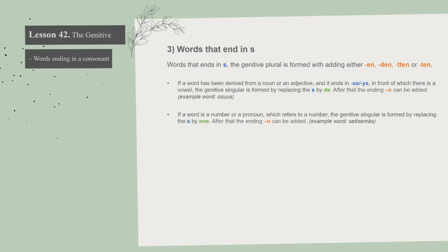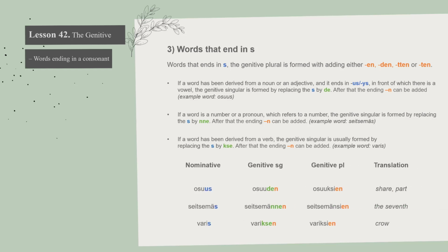If a word is a number or a pronoun which refers to a number, the genitive singular is formed by replacing the s by ne. After that, the ending n can be added. If a word has been derived from a verb, the genitive singular is usually formed by replacing the s by xe. After that, the ending n can be added.